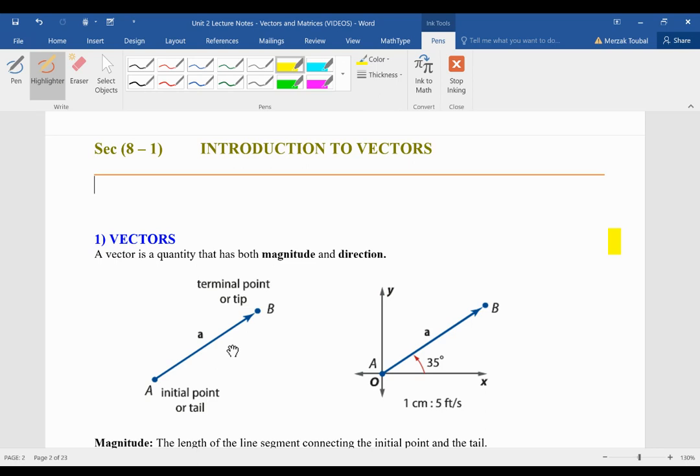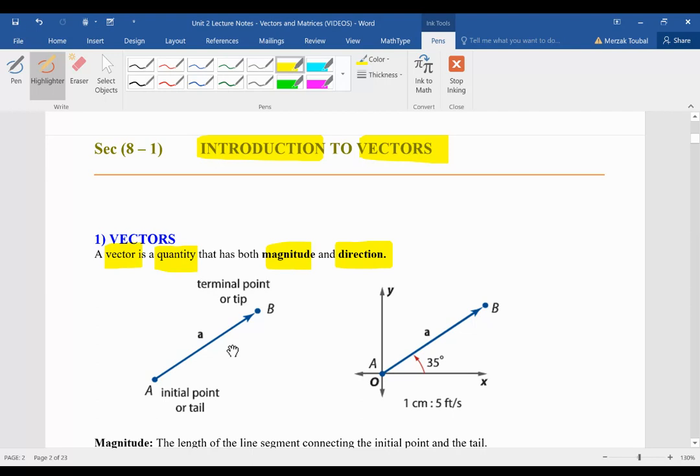Hi, this presentation is on introduction to vectors. What is a vector? A vector is a quantity that has both magnitude and direction.